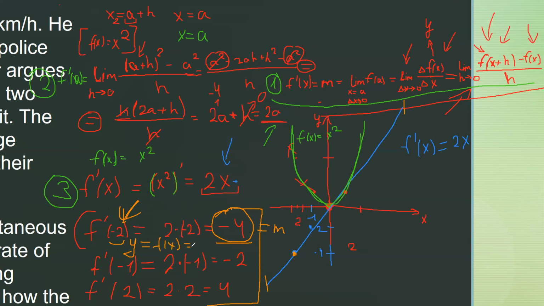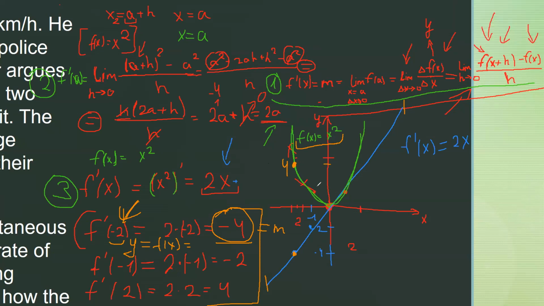Is negative 2 just a random number you pulled out? Negative 2 is a number that belongs to the domain of this initial function. Because we have a parabola, I can take the point minus 2, and the function is defined at this point. At minus 2, it would be equal to 4.